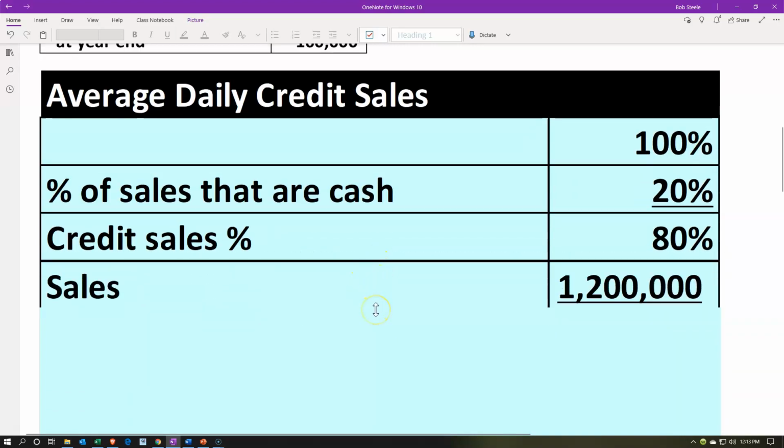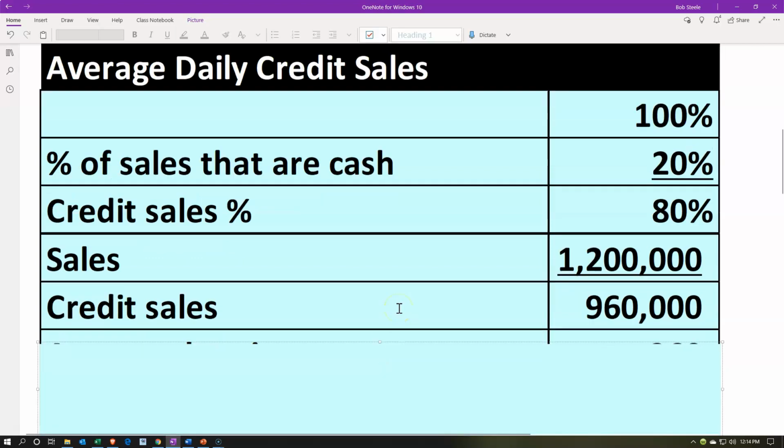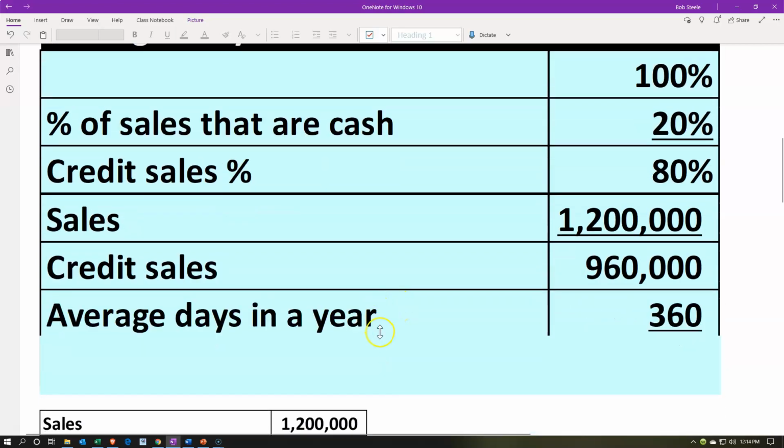We're going to multiply that 80% of the sales, 1,200,000 times the 80%, to get that portion of sales which are credit sales, the ones that are going to be on account, the ones where we're not getting the money at the point of sale, but will rather be needing to collect on in the future. They are going into, in other words, accounts receivable. Then we have the average days in a year.